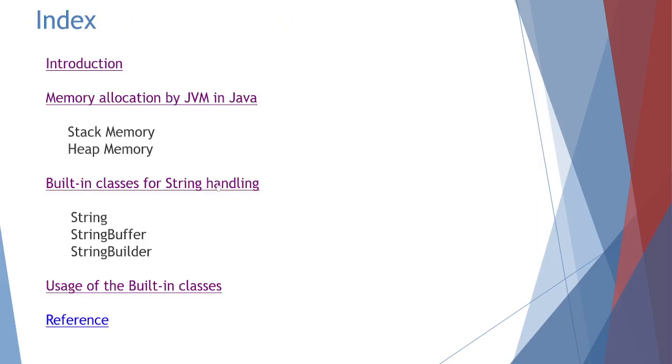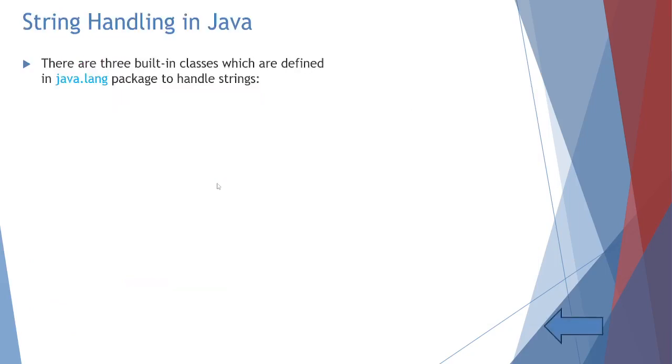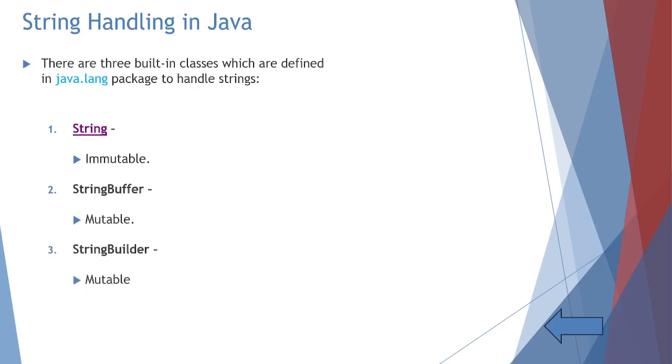Heap memory has this SCP inside it. Now, built-in classes for string handling. There are 3 built-in classes which are defined in the java.lang package. First one is String, which is immutable. We cannot change the contents. Second one is StringBuffer, which is mutable. StringBuilder is also mutable. Let's understand what is immutable and mutable with the help of an example.